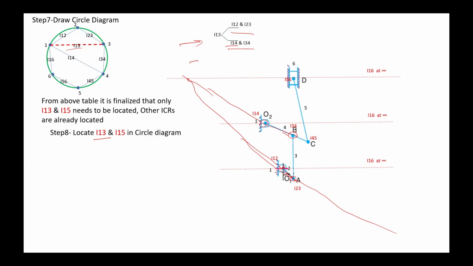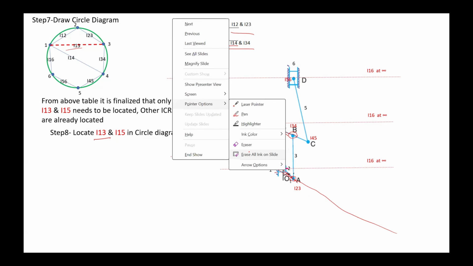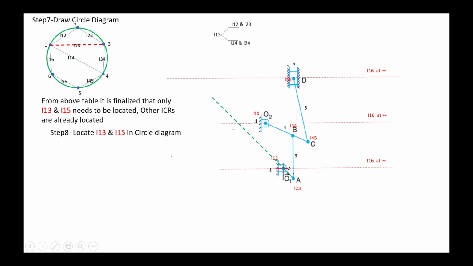there you will get I13. Now I have that animation also. I will show that. See here. I have drawn the ICR of I12 and the ICR of 2, 3 as per this. Then the second set is I14 and 34. I have joined the line. I will get the ICR 13 here, where the lines get intersected. That is the ICR 13.